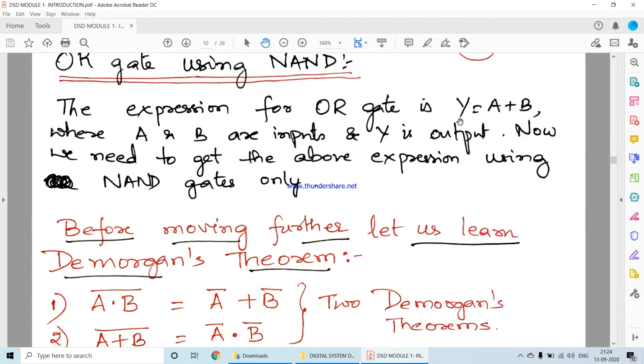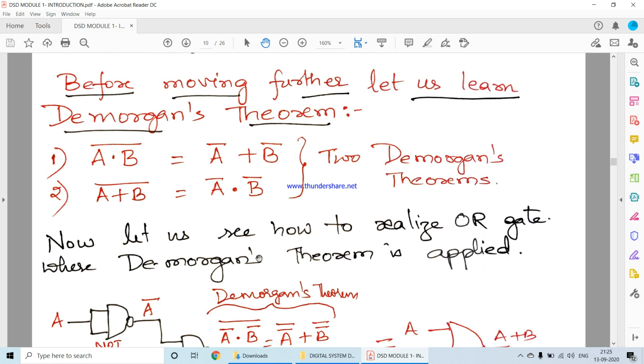We know the expression for the OR gate is y equals a plus b. So we need to get this a plus b expression using NAND gates. First, we know De Morgan's theorem. De Morgan's theorem says a into b the whole bar equals a bar plus b bar. Similarly, a plus b the whole bar equals a bar and b bar. These are the two De Morgan's theorems which are very important that we need to know. Now we will see how to realize the OR gate using the NAND gate.